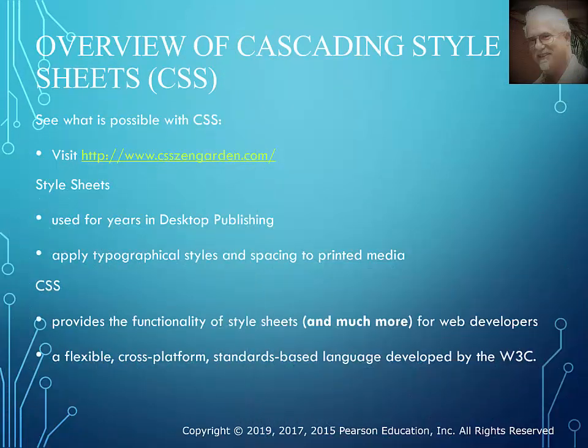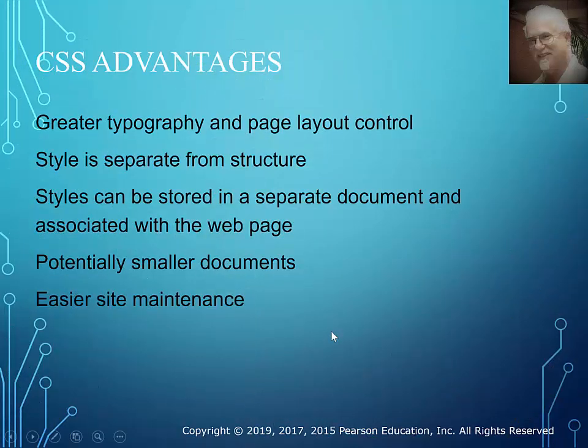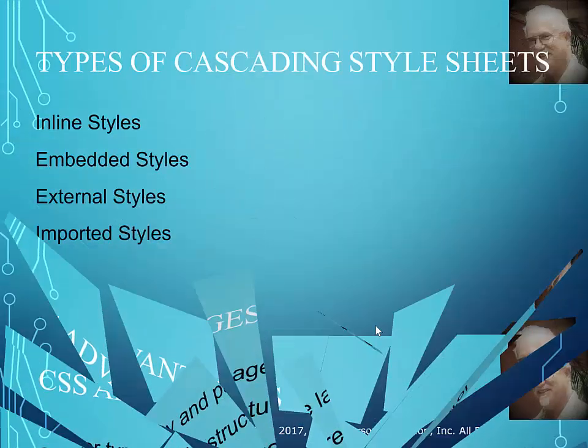All right, overview here. If you've never gone to CSS Zen Garden, do so now. It'll blow your mind. So many things you can do with just style sheets. Style sheets have been around a long time in the world of desktop publishing, used mostly for typographical styles and spacing. Great functionality. Advantages are greater typography, page layout control, styles in a separate structure, as a separate document, or could be potentially smaller documents, easier site maintenance and modification. Huge advantages of style sheets.